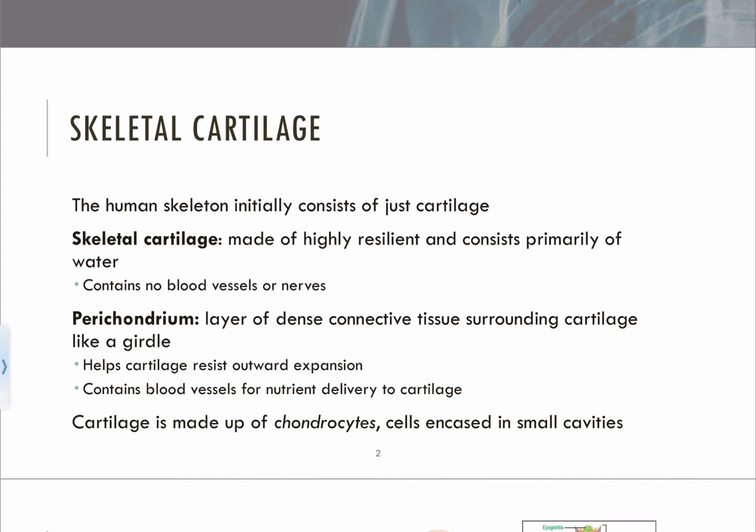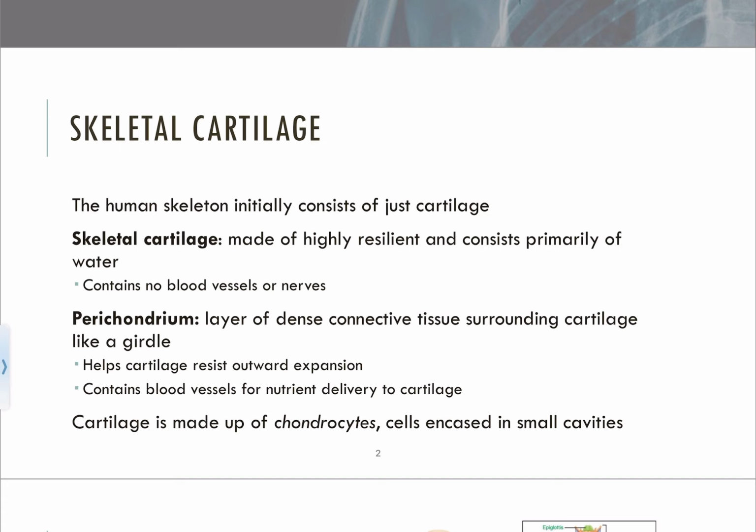Skeletal cartilage is a highly resilient tissue, meaning that it can spring back into its shape if it's compressed, and it consists primarily of water. Another thing to keep in mind is a lot of the connective tissues that we talked about in the tissue chapter, they did contain blood vessels and nerves, but one of the exceptions to that was cartilage. So in cartilage, even though it is a connective tissue, it does not have any blood vessels or nerves.